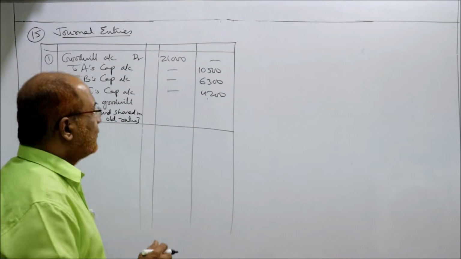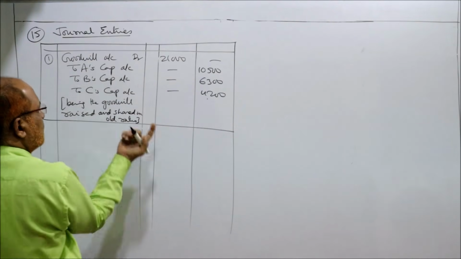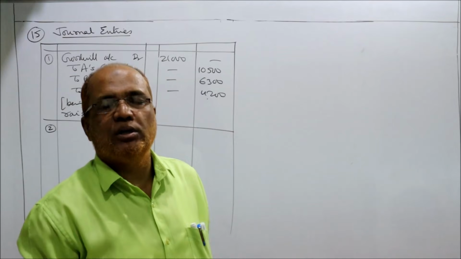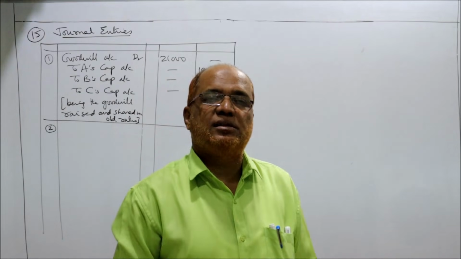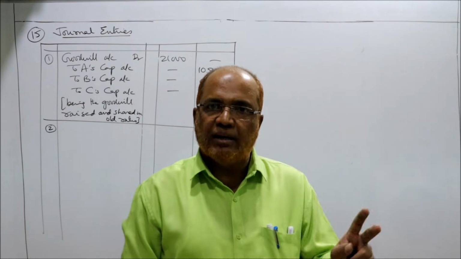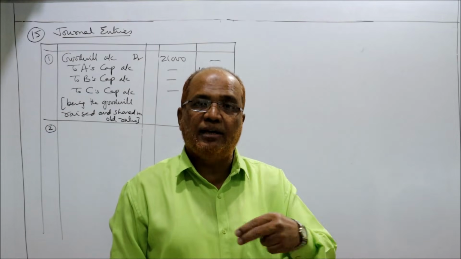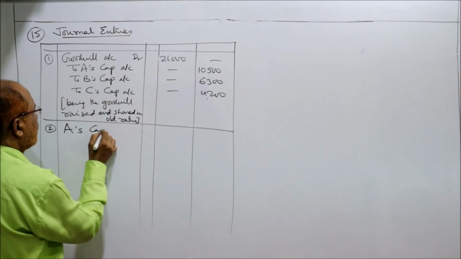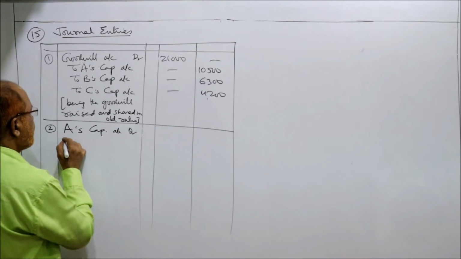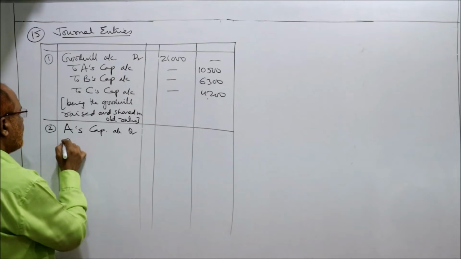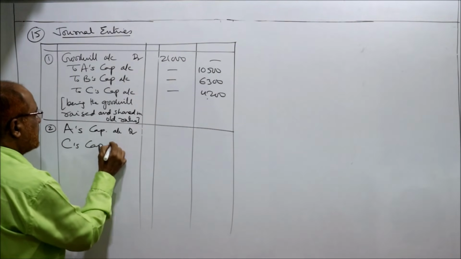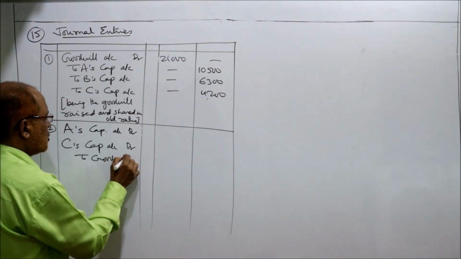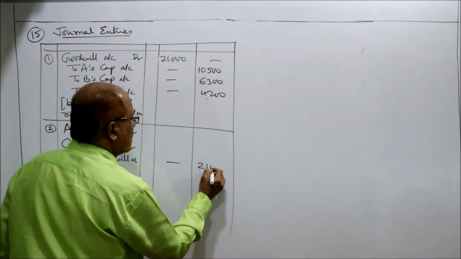Now we have to write off the goodwill. Now we debit goodwill, and we will credit goodwill. But who wants to write off the goodwill amount? The continuing partners, the remaining partners. B retired, so A and C decided to write off the goodwill. So A's capital account debit, C's capital account debit, to goodwill account 21,000.